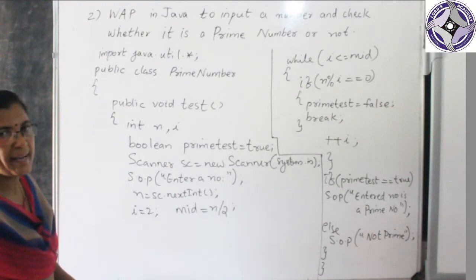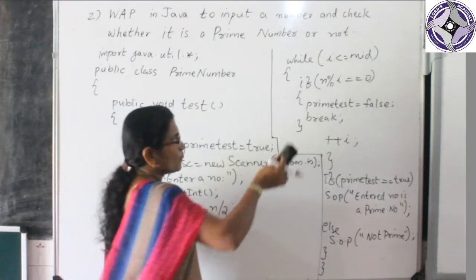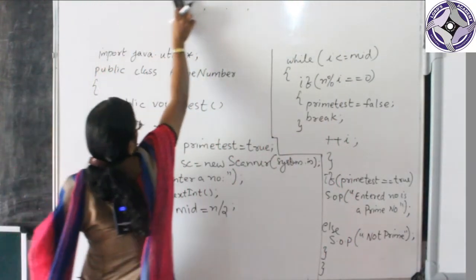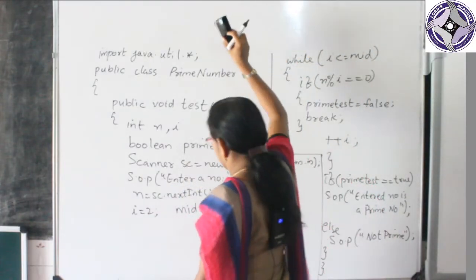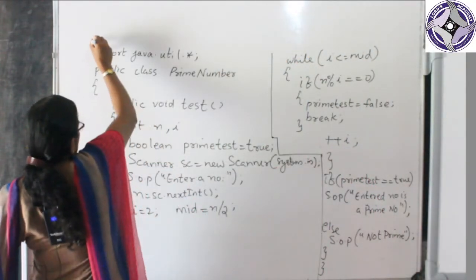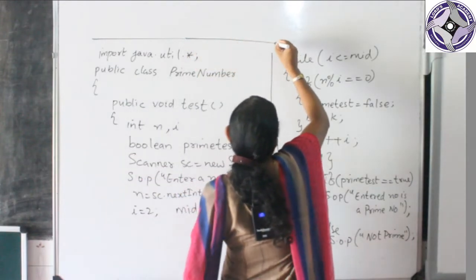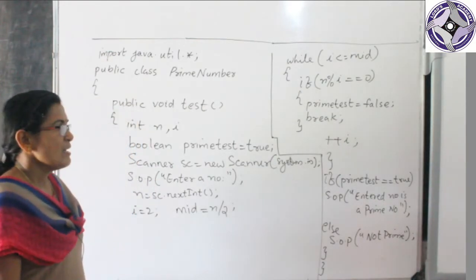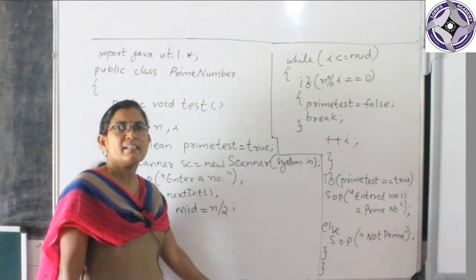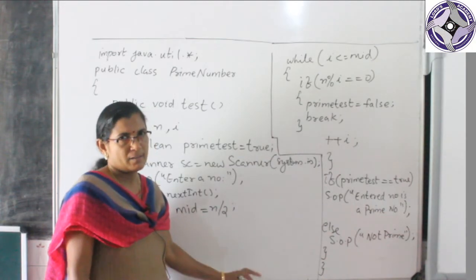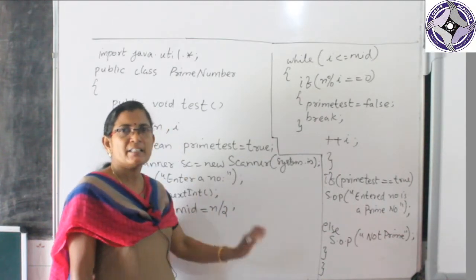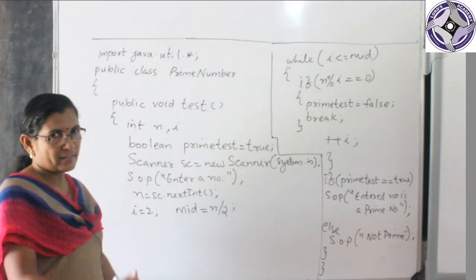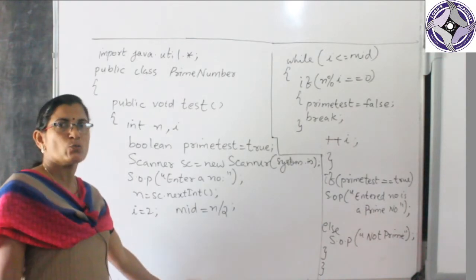As there is no space, here I am going to erase the question. We will see the dry run. Let us check whether 17 is a prime number or not. We all know that 17 is a prime number, isn't it? So let us check how it works when the user enters 17.